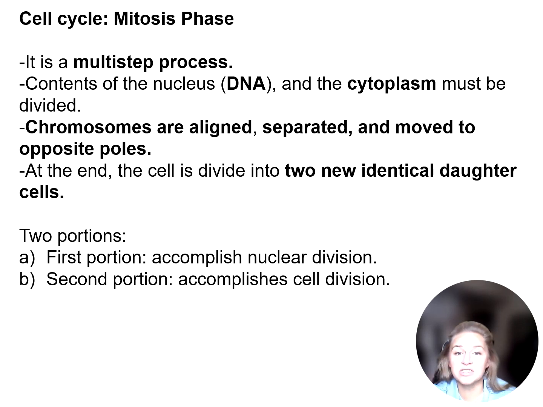There are 2 major portions. The first portion is to accomplish nuclear division. Nuclear division is when all of the DNA is being separated perfectly and identically into 2 new cells. And then the second portion accomplishes cell division, where it separates these 2 cells.